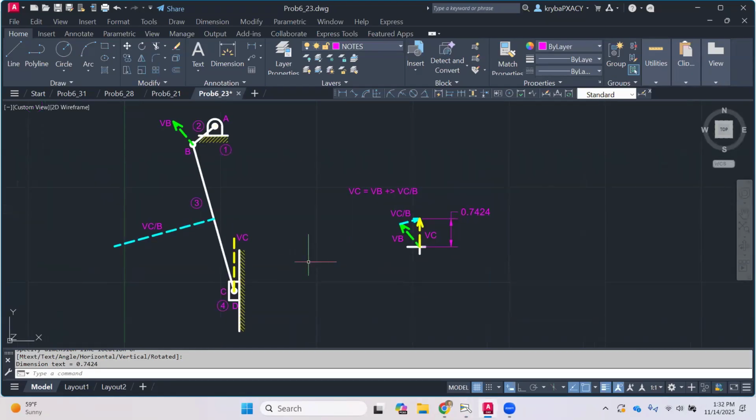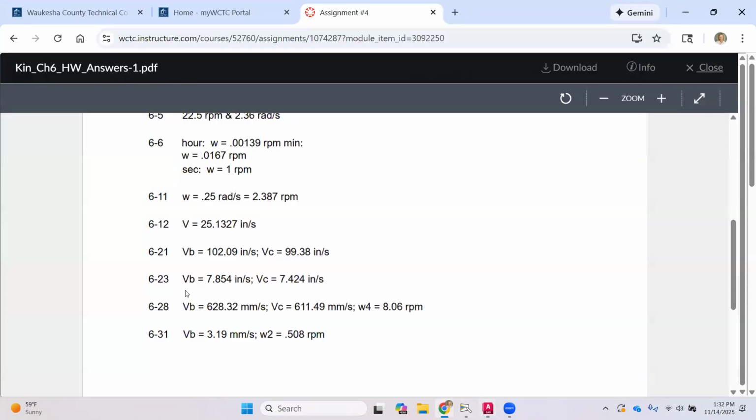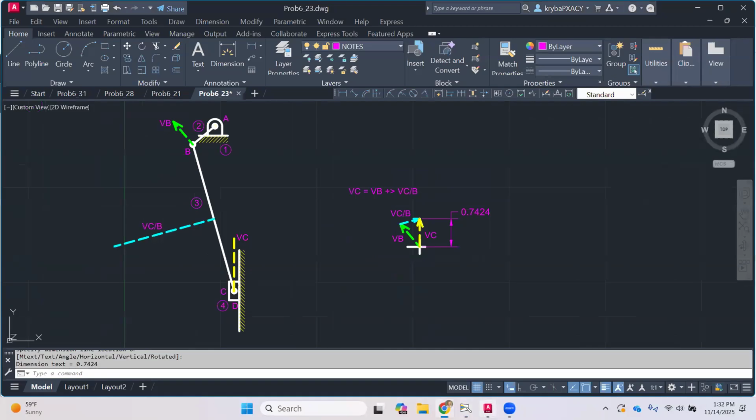All right. Now, I guess we should compare to our final answer. Let's go back to our final answer. And you're going to notice that, oh, sure enough, look at that. Exactly 7.424 is the answer for 623 for the velocity of C. So before we close it up here, are there any questions on 623?